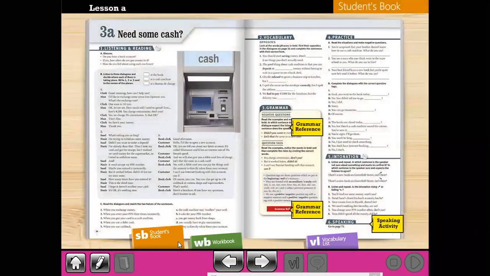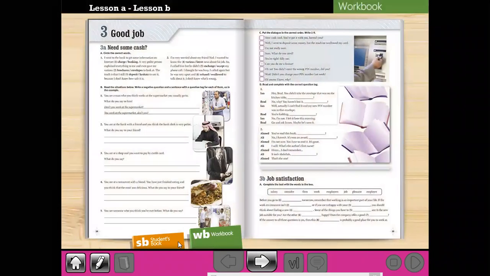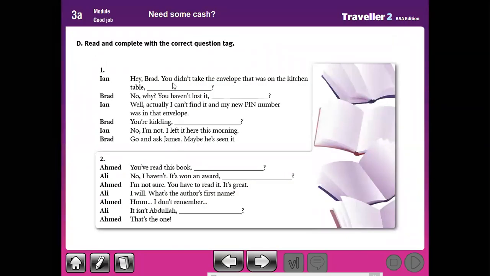Now open your workbook. Page 29. Number 1. Hey, Brad, you didn't take the envelope that was on the kitchen table? Yes, excellent. Here, didn't changes into did. Pay attention, didn't, so we use did and you as it. Number 2, no, why? You haven't lost it. Haven't, an auxiliary verb, changes into have, you.